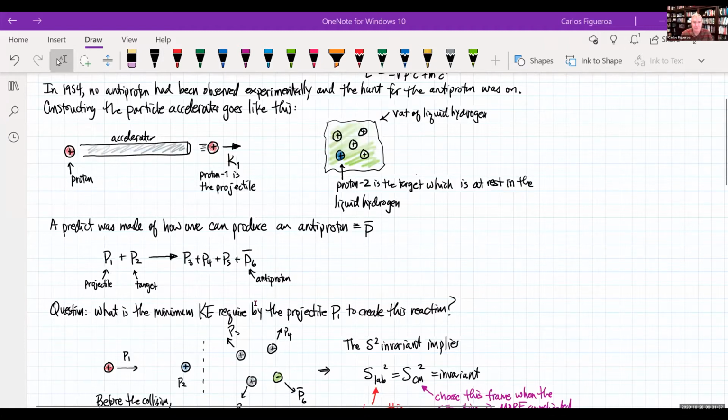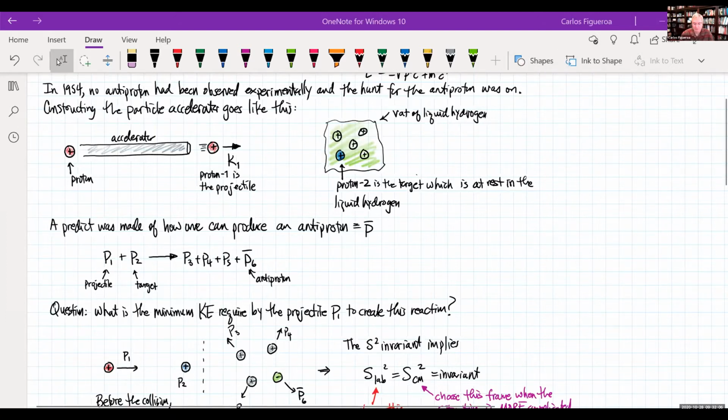So what I want to do here is go share my screen and review what we did last time. One of the things that we said is that after the discovery of the positron, that is the anti-electron, they were hunting for the proton.